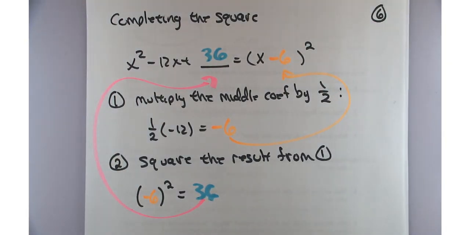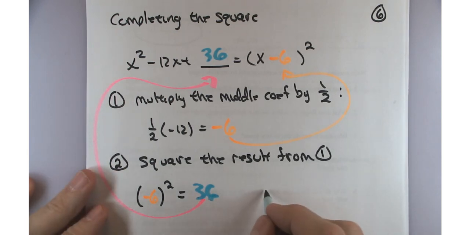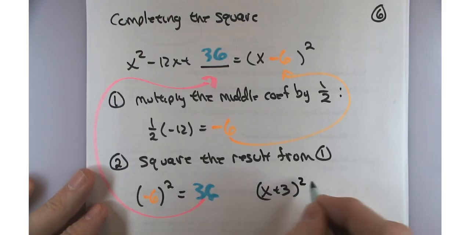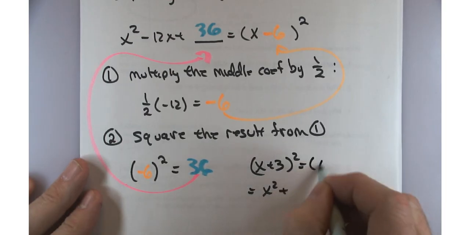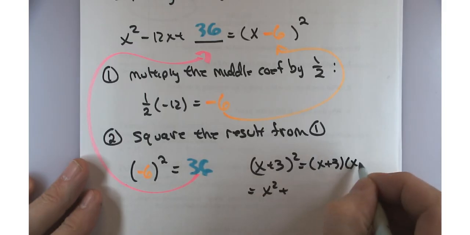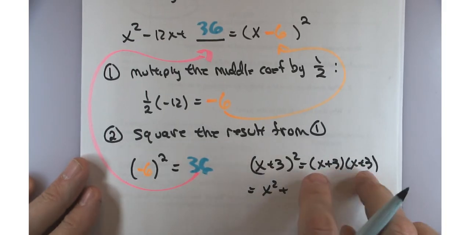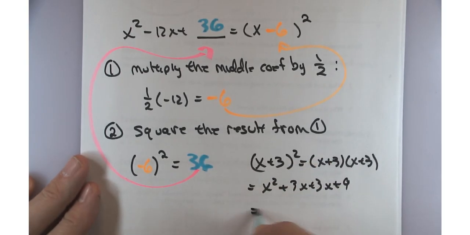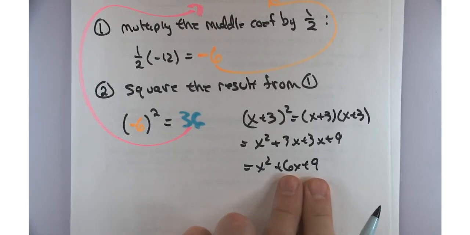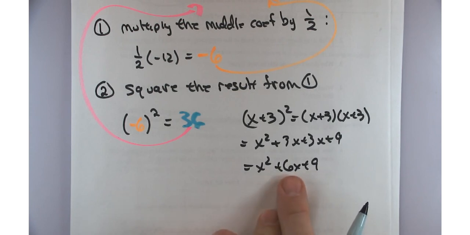If you're wondering why this works and how this works, what you could do for yourself is take a polynomial like x plus 3 and square it, and realize that you get x squared plus 3x again, so plus 3x again, plus 9. And where does the 9 come from? It comes from 3 squared. And 3 is half of this number.